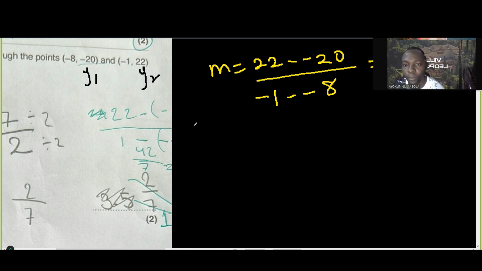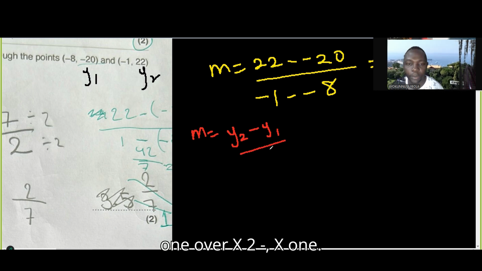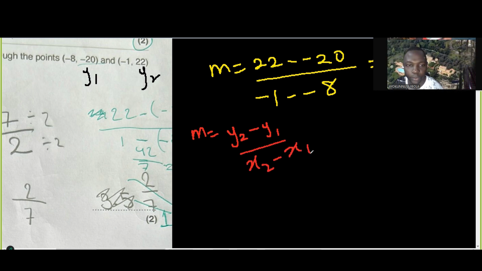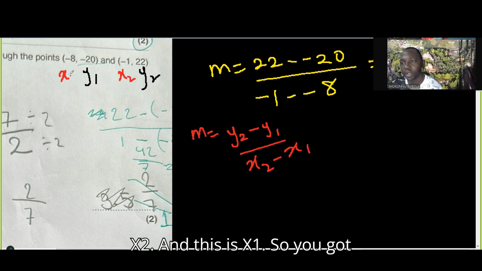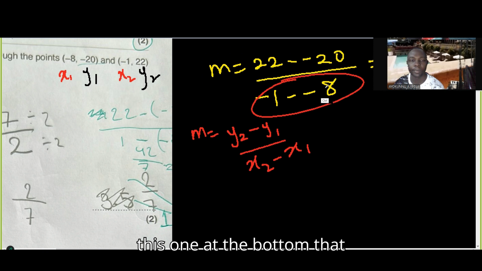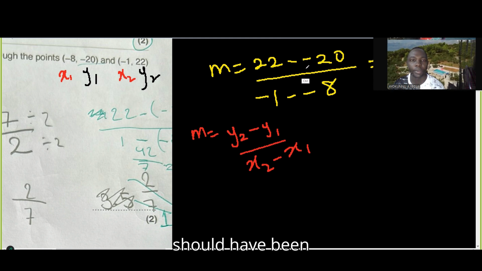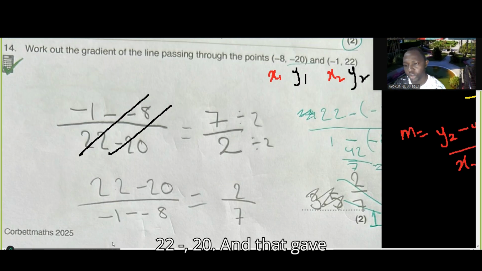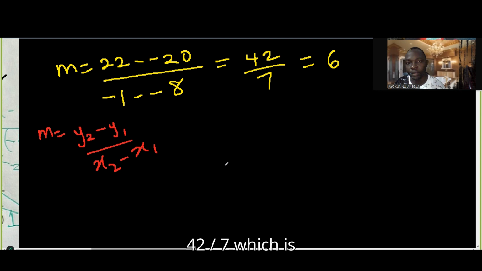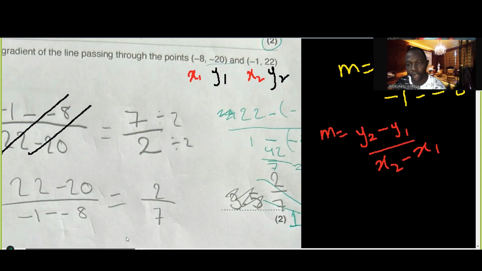So the gradient is what? y2 minus y1 over x2 minus x1. So this is y2 and y1, then this is x2 and this is x1. So you got this one at the bottom that says minus 1 minus minus 8, and the one at the top should have been 22 minus minus 20 instead of 22 minus 20. And that gave 42 over 7, which is 6 for the gradient there.